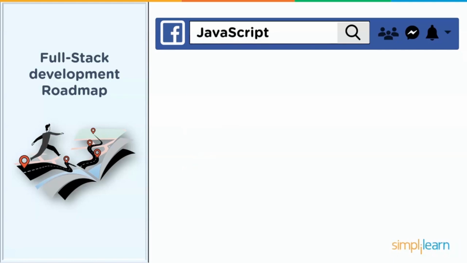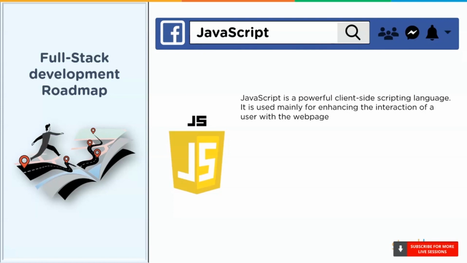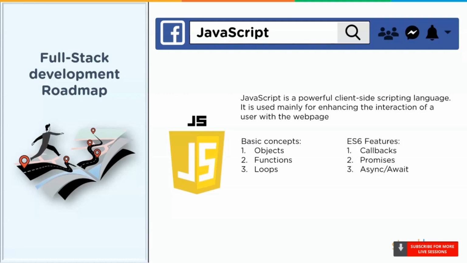Next up is JavaScript. Now this is the most widely used front-end language and enhances the interaction with the web page. Now you might want to brush up your knowledge on simple concepts like arrays, functions, objects, and loops. You can also learn ES6 features like callbacks, promises, async await, DOM manipulation and events, fetch API, and JSON. All of these are required when you're making use of different JavaScript frameworks and libraries. So I'd recommend you brush up your knowledge on all of these topics.